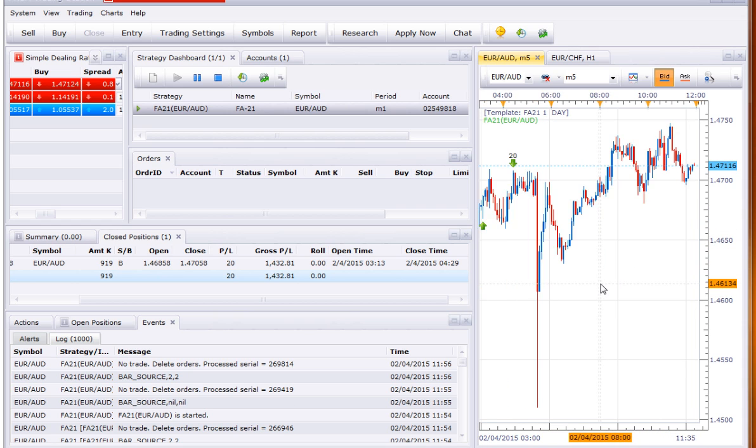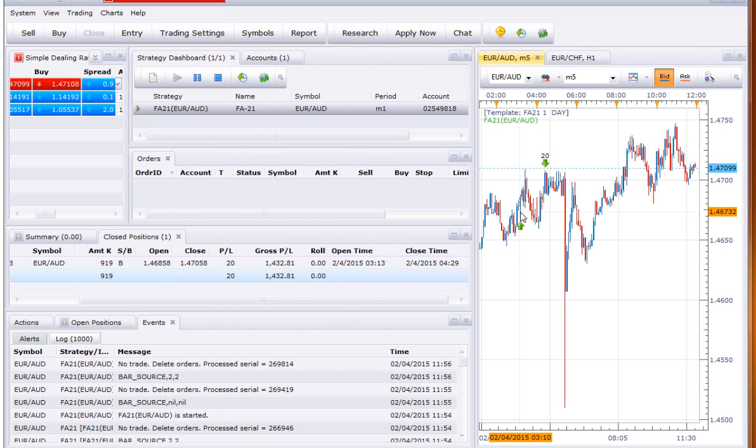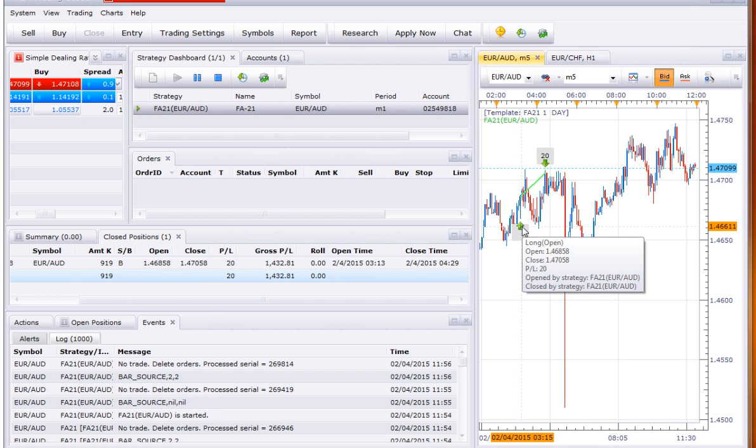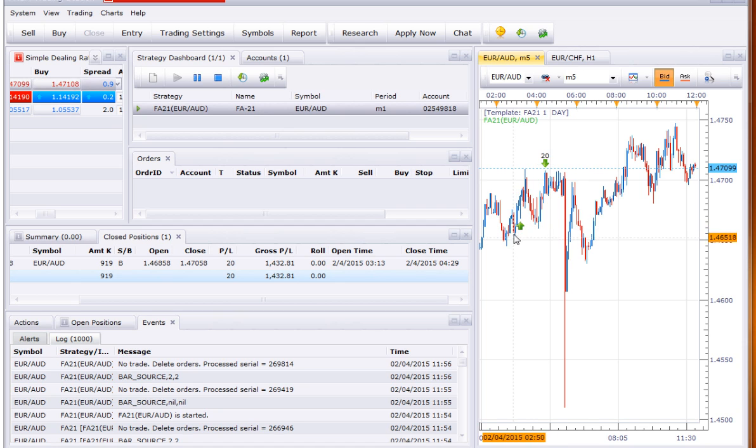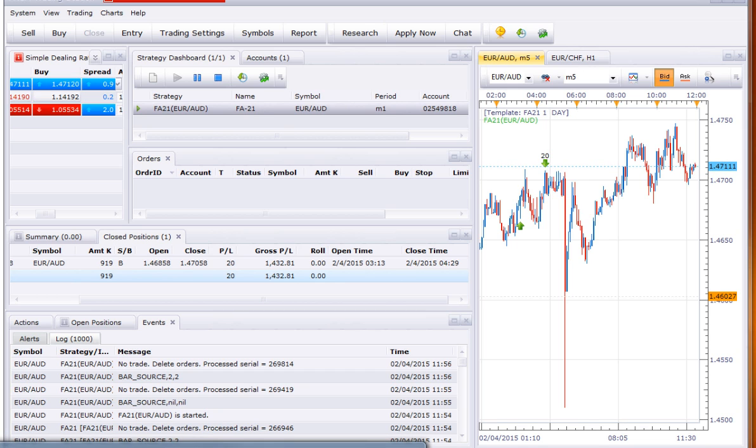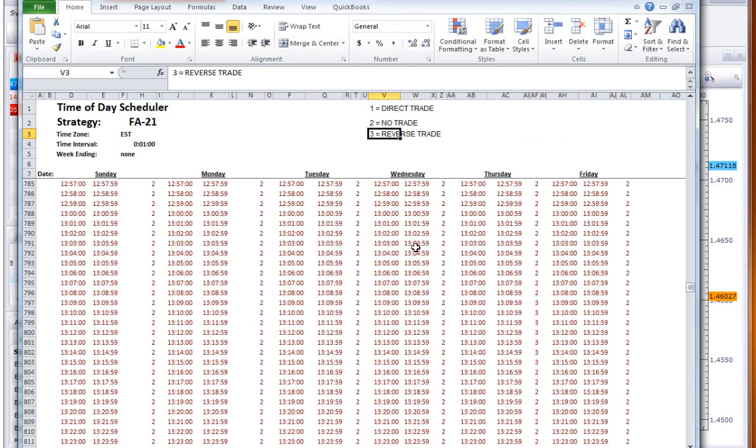Let's close this up. Okay, so right about there, we had a trade executed. Now it looks like the trend is going in this direction, right? So it executed a buy. Why did it execute a buy? Let's just take a look again. It's Wednesday at about 3 o'clock in the morning.